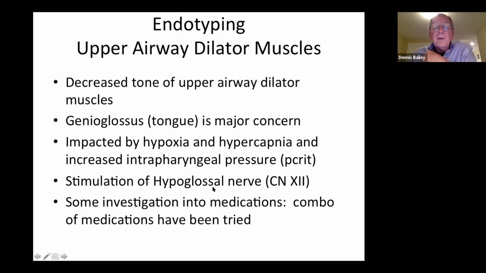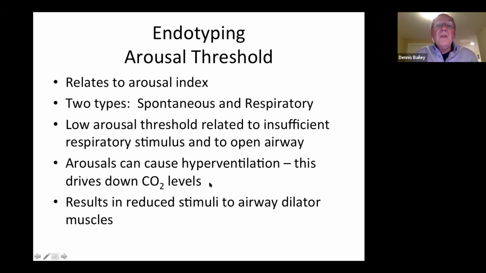Stimulation of the hypoglossal nerve becomes a critical factor. And this is really where this all started, because it started with the technique of using a hypoglossal nerve stimulator, what's known as Inspire, to try to stimulate the tongue to stay out of the airway. But they wanted to have a better way to classify these patients and endotype or phenotype them so that they would know they had a responder. And there has been some investigation into medications, and combinations of medications have been tried.